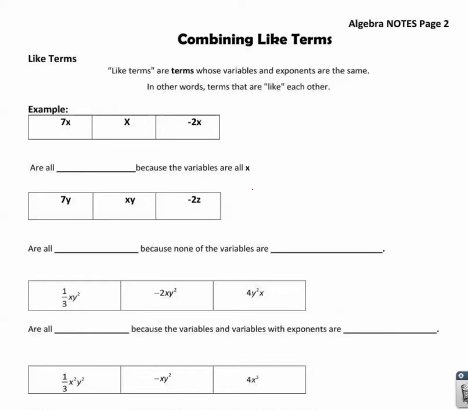Today we're going to talk about combining like terms. Like terms are terms whose variables and exponents are the same. In other words, terms that are like each other. So for example, 7x, x, and negative 2x. You notice they all have the variable x, and all of their exponents are 1.